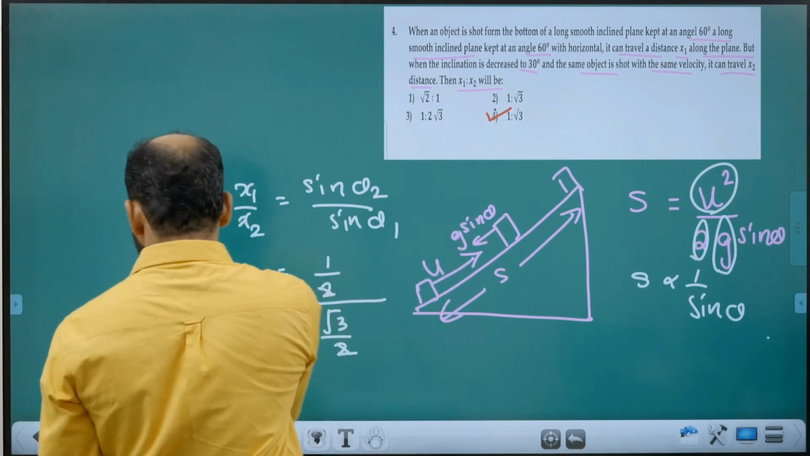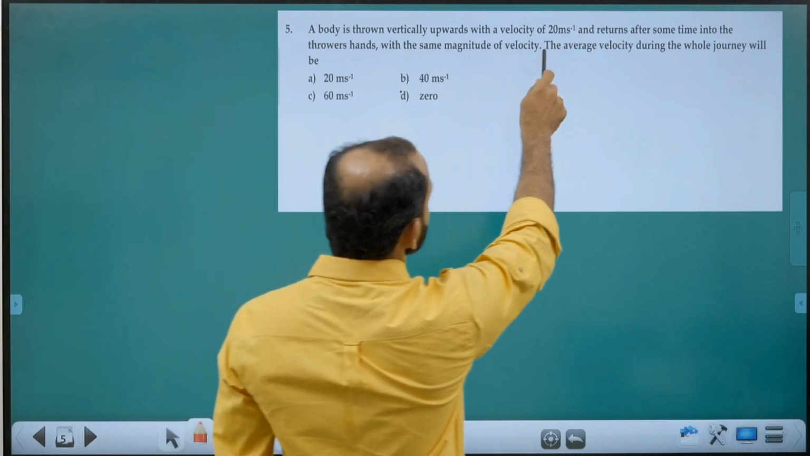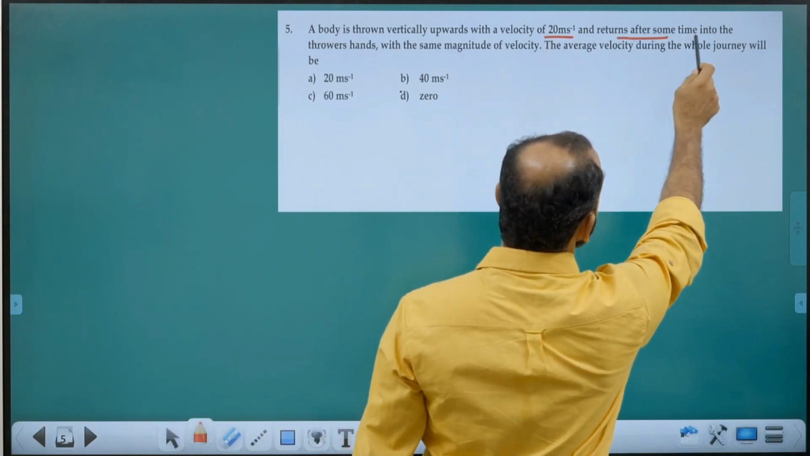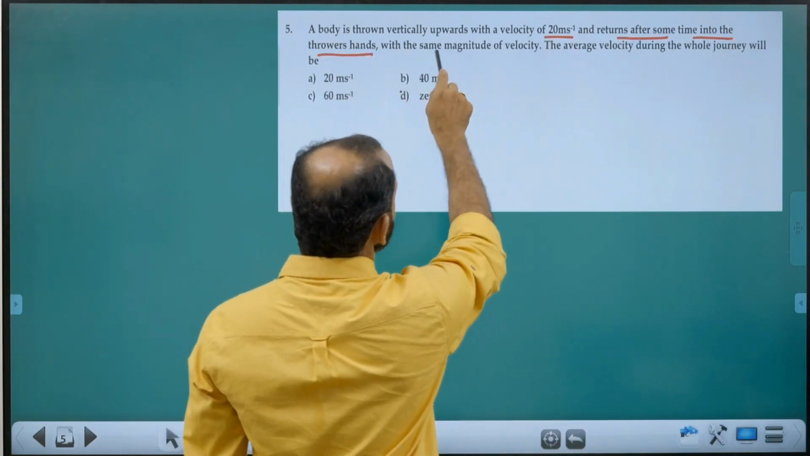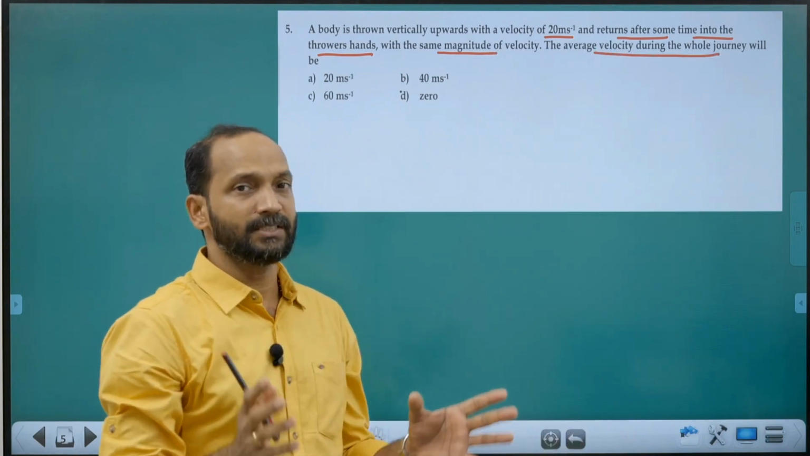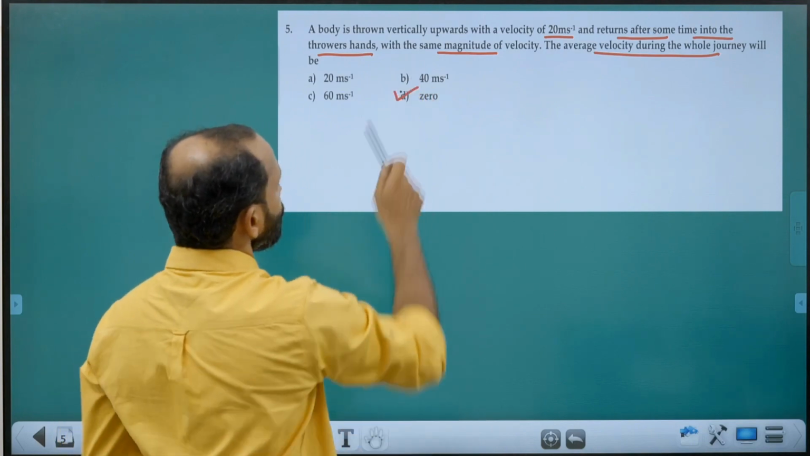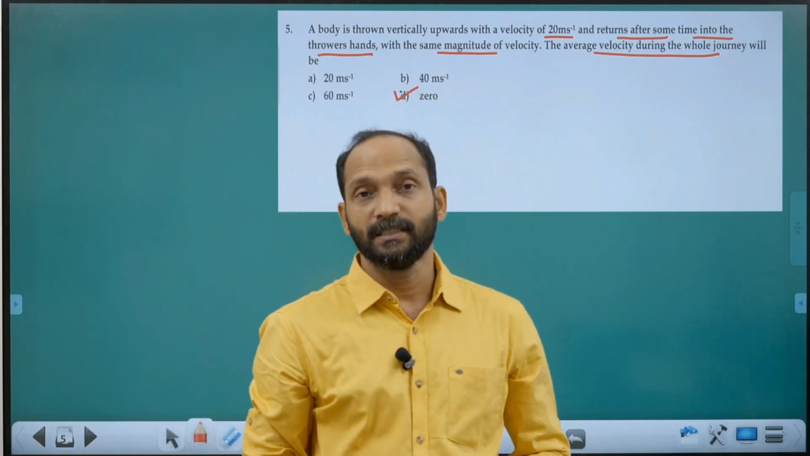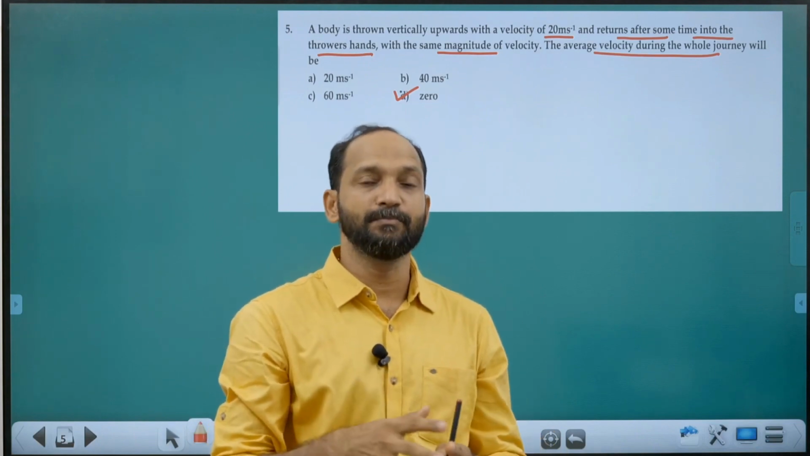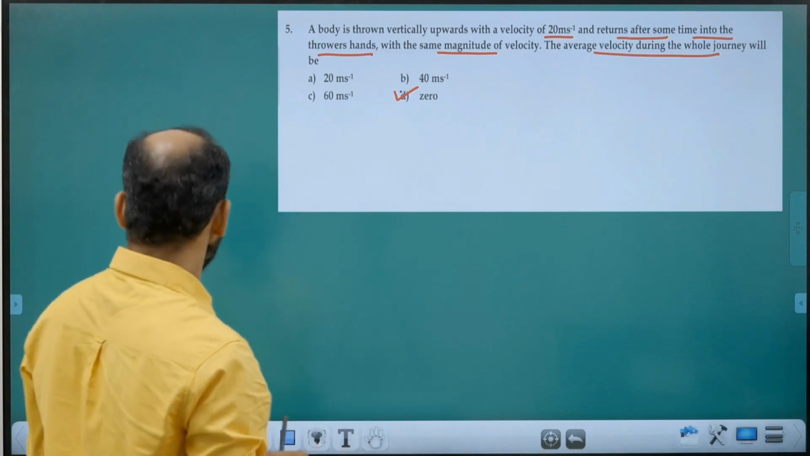Okay. Question number 5. A body thrown vertically upward with velocity 20 meter per second returns after some time to the thrower with the same magnitude of velocity. Average velocity during the entire journey will be 0 because there is no displacement. The thrower himself catches it back. That's why there is no displacement. So average velocity becomes 0.